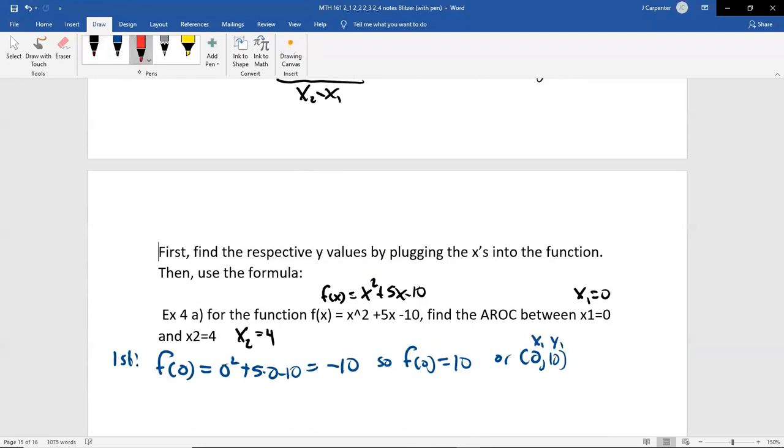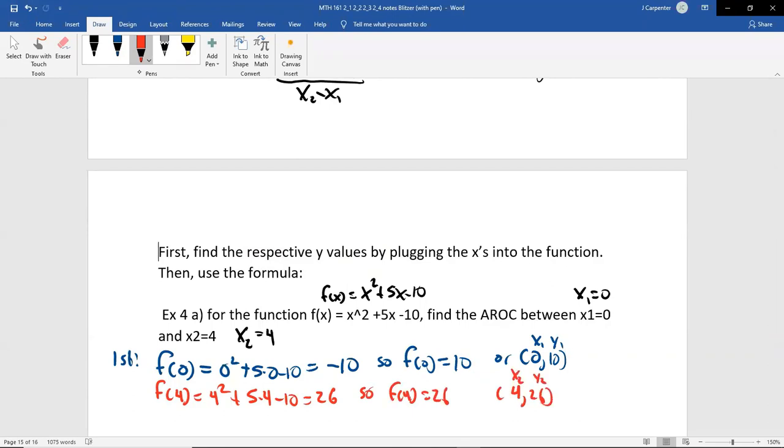Now let's do the f of 4, that's our x2. So that would be 4 squared plus 5 times 4 minus 10, which is 16 plus 20 minus 10. 16 plus 20 is 36. 36 minus 10 is 26. So that says f of 4 is equal to 26, or if you prefer it as a coordinate pair, it's 4 comma 26, which would be your x2 and your y2.